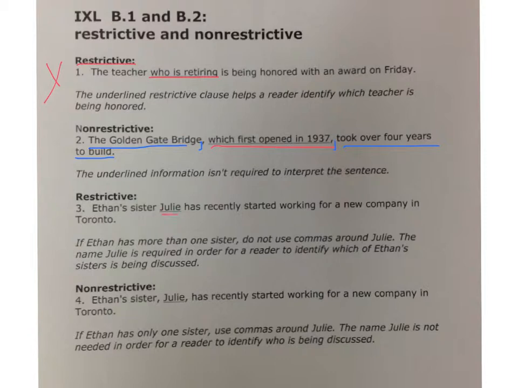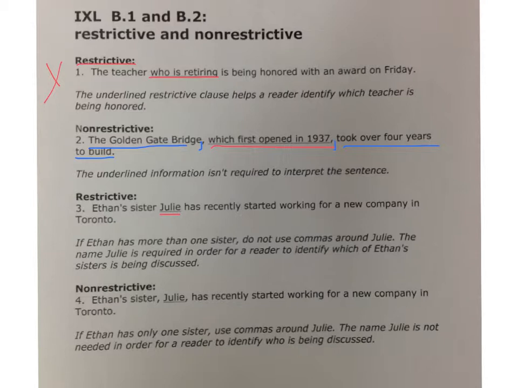Ethan's sister Julie has recently started working for a new company in Toronto. Now, Julie is Ethan's sister. If Ethan has more than one sister, do not use commas around Julie. The name Julie is required in order for a reader to identify which of Ethan's sisters is being discussed.